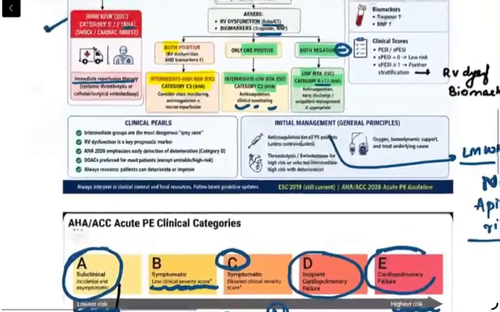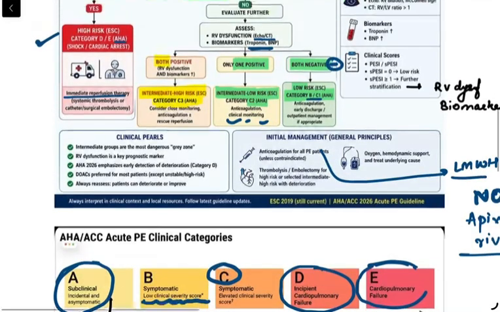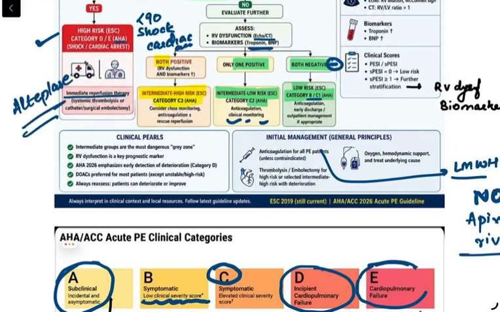For high risk patients, you use thrombolysis, when the patient has BP less than 90, is in shock, or has a cardiac arrest. The agent used for thrombolysis is alteplase. Intermediate risk patients have RV dysfunction and increased troponin but stable BP, so routine thrombolysis is not recommended here. Only if the patient is clinically deteriorating will you consider it. The absolute contraindications for thrombolysis are active bleeding, intracranial hemorrhage, and recent major surgery.